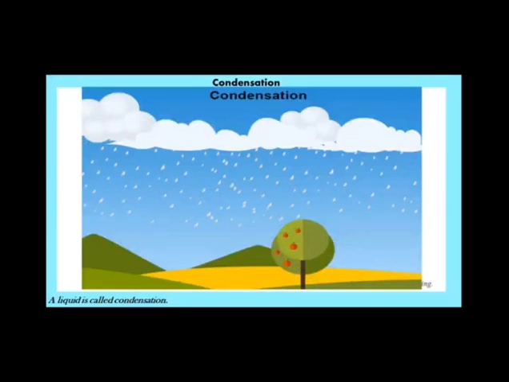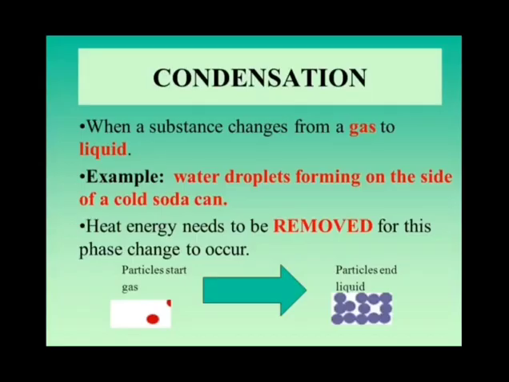So what is condensation? Condensation is a process when a substance changes from a gas state to the liquid state. Evaporation is a process when the liquid changes into gaseous state, whereas condensation is a process when a substance changes from a gas state to the liquid state. For example, water droplets forming on the side of a cold soda can. This is an example of condensation.